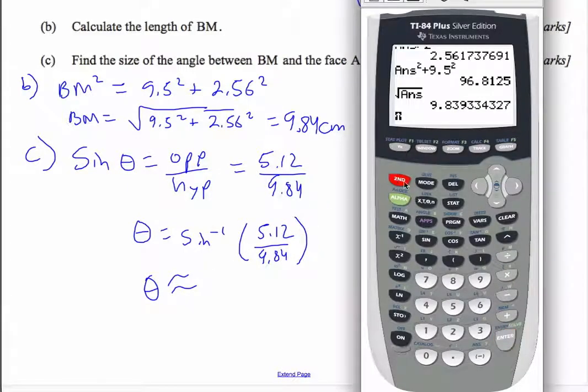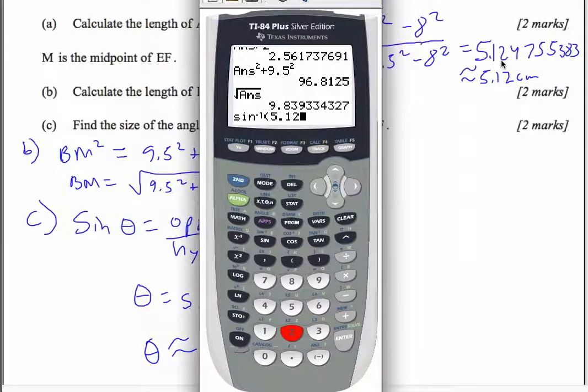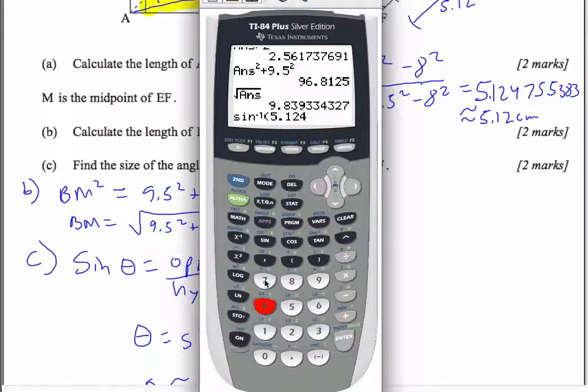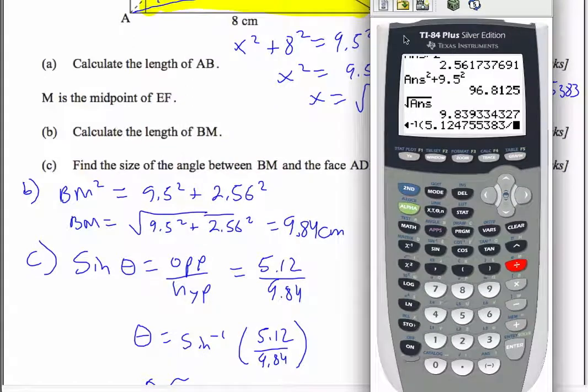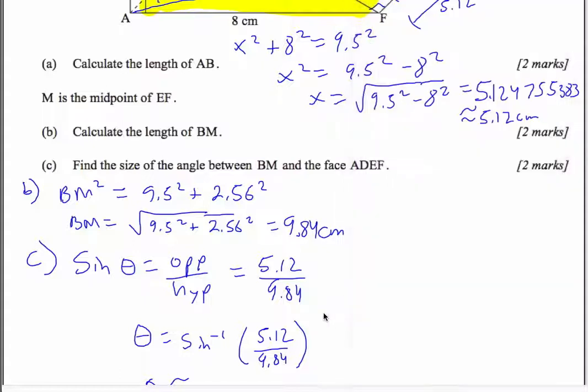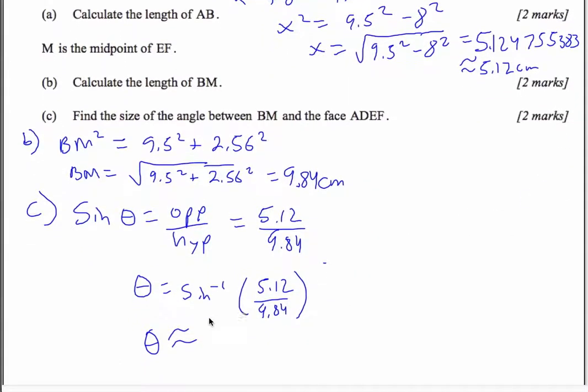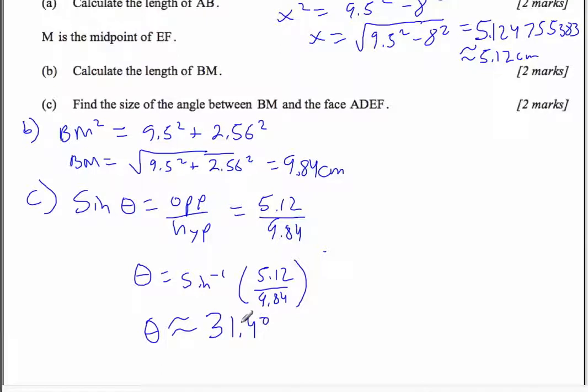So, second function, inverse sine, 5.12. We might not need it, but we can use more digits that we had written down before to get the most accurate answer, but it's probably going to be okay. Divided by the hypotenuse, which is 9.84. Actually, we have a more accurate version stored in answer, so we could just do that. Inverse sine of that gives me 31.4 degrees. So 31.4 degrees is the measure of theta.